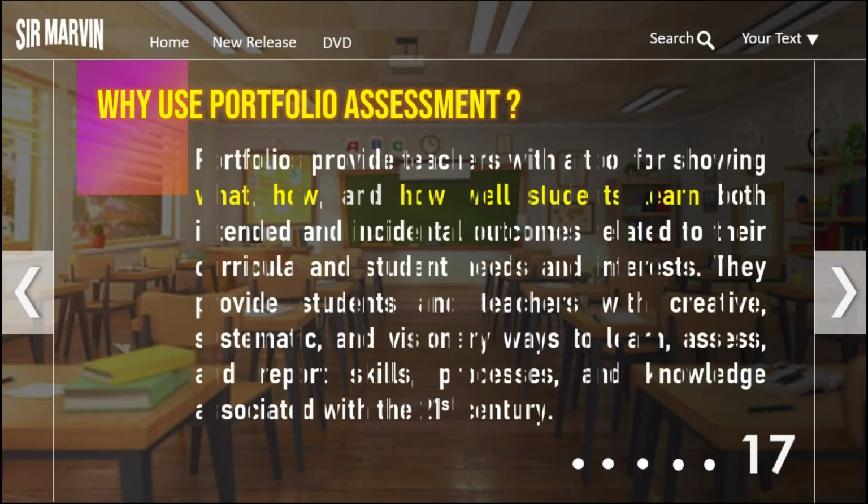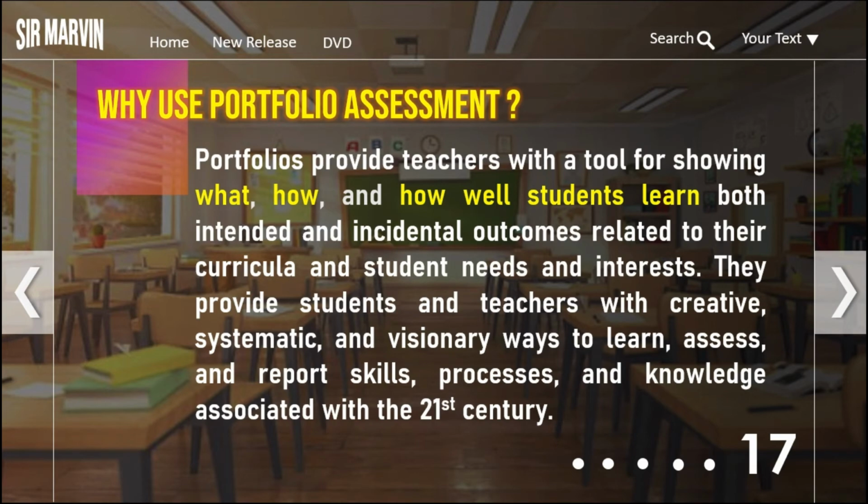Okay, so next, why do we use portfolio assessment? Portfolios provide teachers with a tool for showing what, how and how well students learn both intended and incidental outcomes related to their curricula and students' needs and interests. They provide students and teachers with creative, systematic, and visionary ways to learn, assess, and report skills, processes, and knowledge associated with the 21st century.